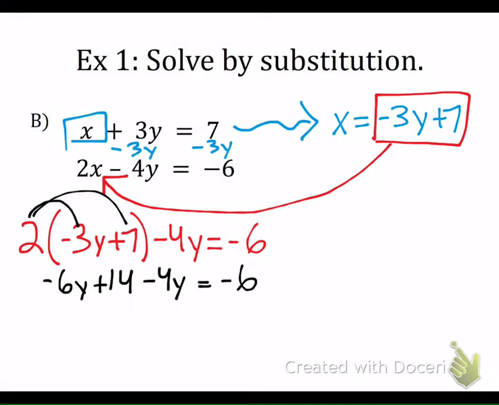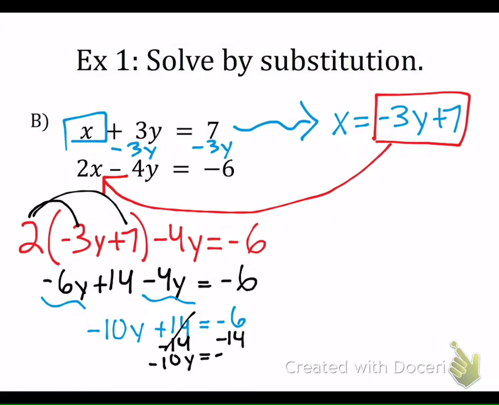You want to add negative 6 and negative 4y? Yeah, get these bad boys together. So negative 10y plus 14. Minus 14. Now those are both negative, so I'm going to add them and keep the negative sign. And when I divide by negative 10, what do I get? 2. Good. A negative divided by a negative is a positive.